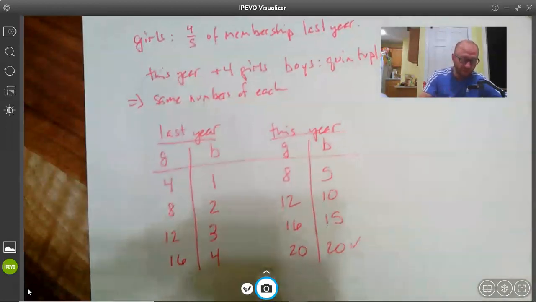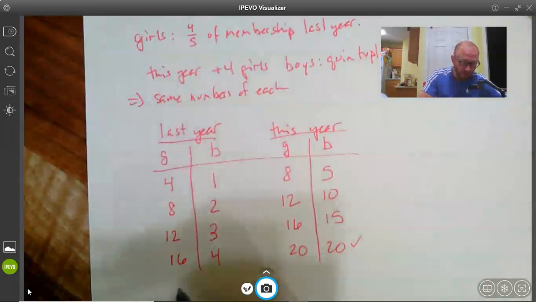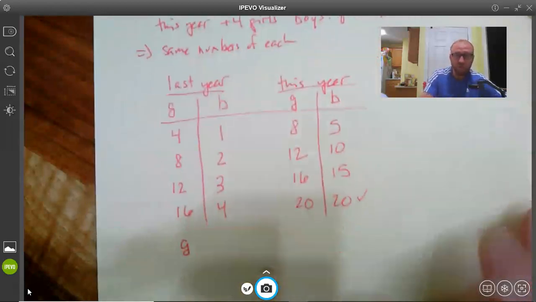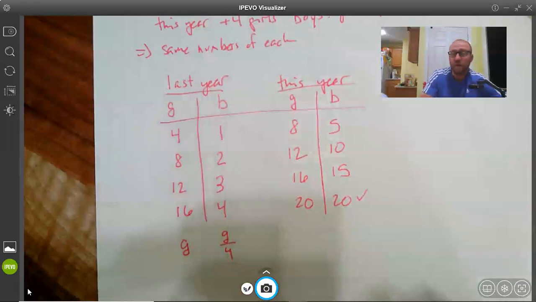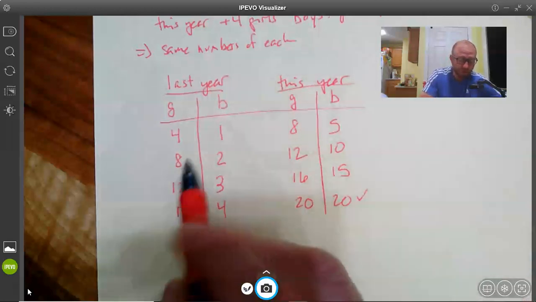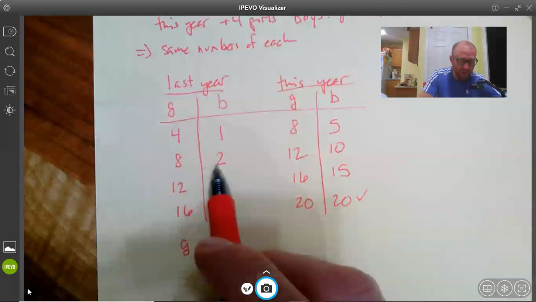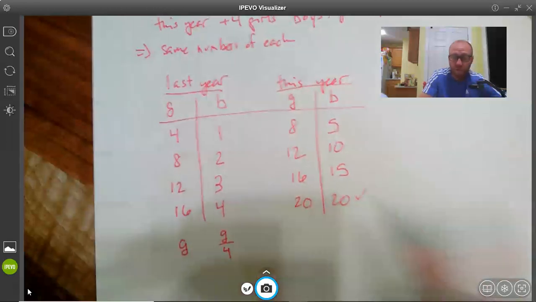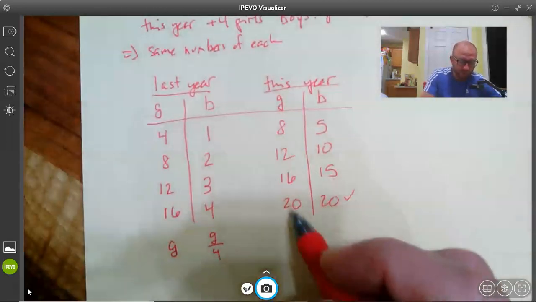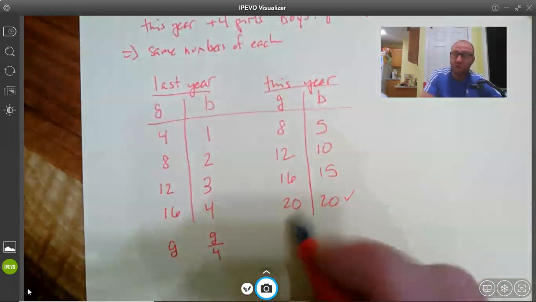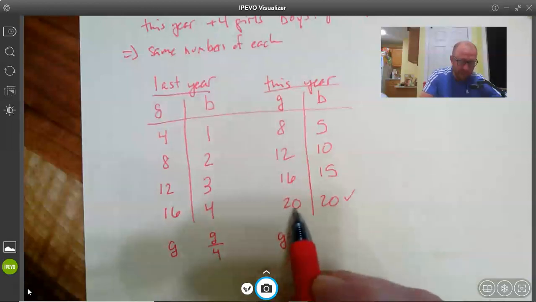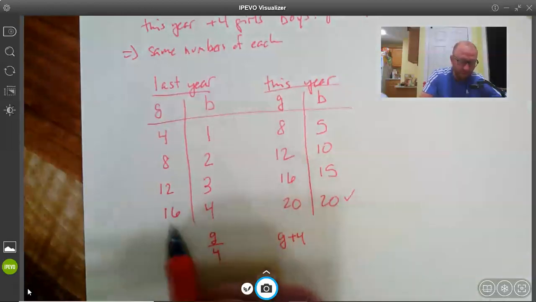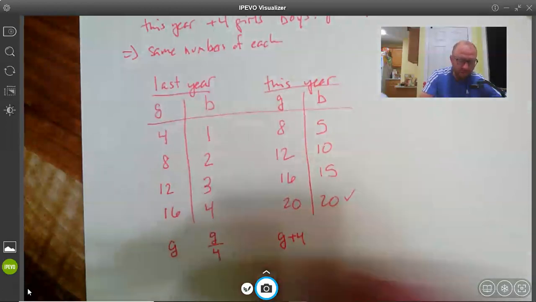So let's think about this. Here, if we had, say, for girls, this number here is always going to be girls divided by 4. And we look at the relationship. 4 divided by 4 is 1. 8 divided by 4 is 2. 12 divided by 4 is 3, and so on. Over here, this column was girls plus 4. So all we did to get this column was we added 4 to this. 16 plus 4 is 20, 12 plus 4 is 16, and so on.